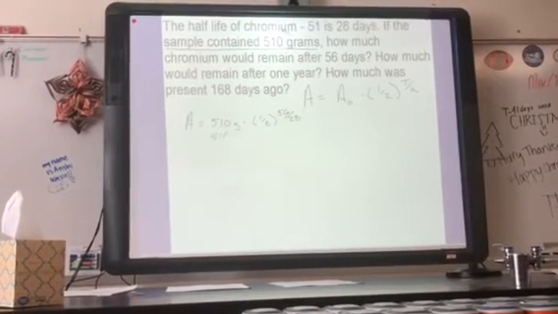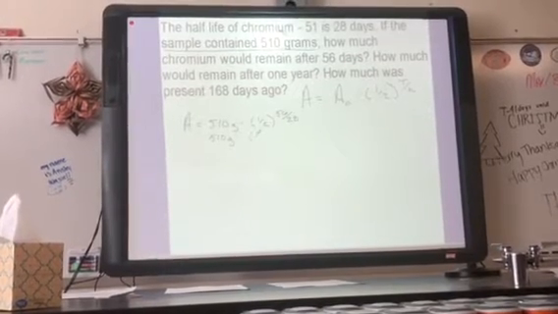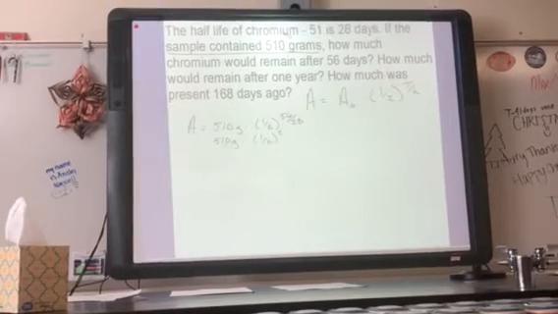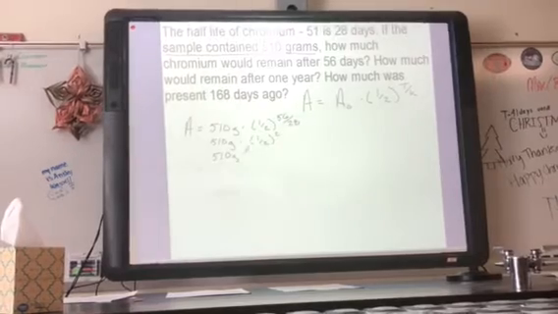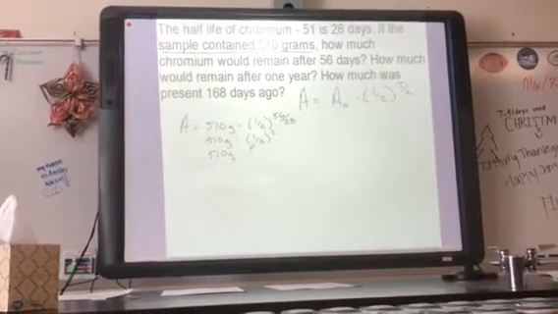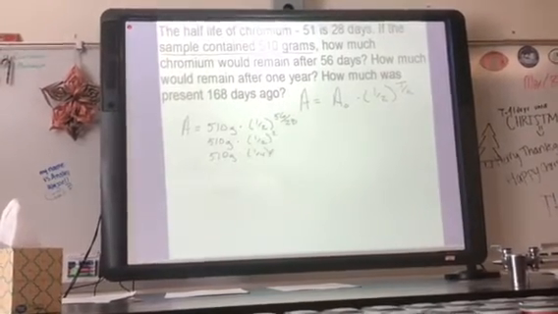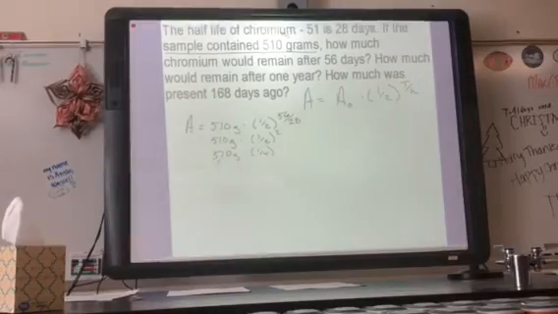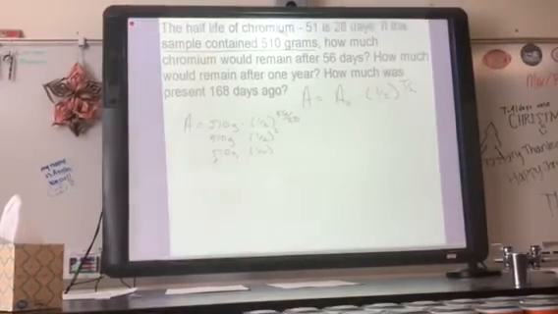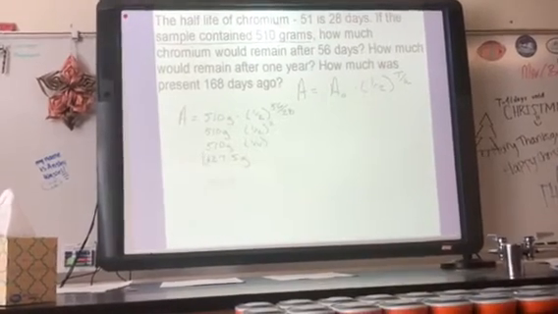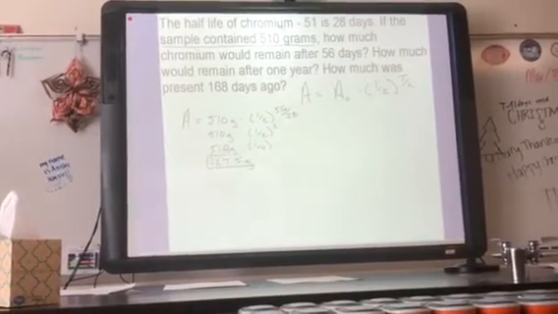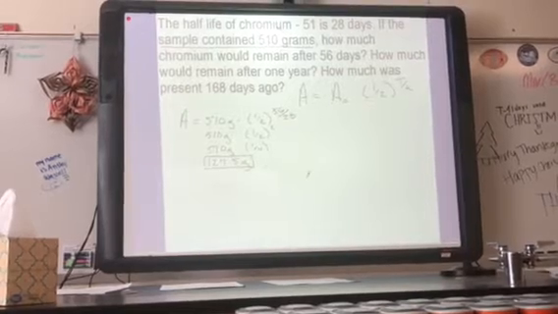So it'd be 510 grams times 1/2 to the second power. 1/2 to the second power is 1/4, so 510 grams times a fourth, or 0.25. So a fourth of 510 is 127.5 grams. That is how much would remain after 56 days.